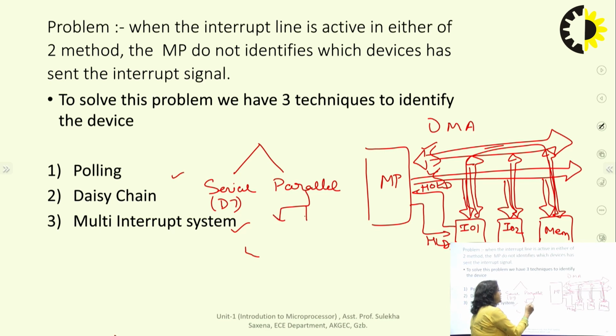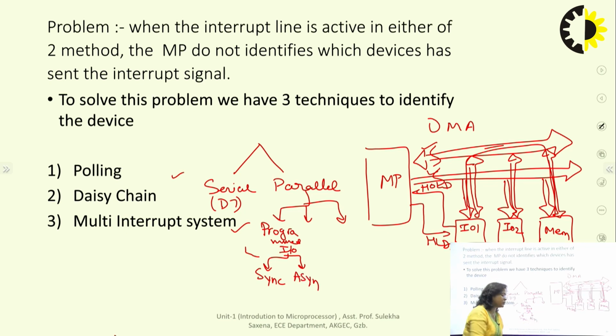Parallel data transfer is of two types. During programming, it is programmed IO data transfer, which is of two types, that is synchronous and asynchronous. During instruction execution, during programming, the data transfer between microprocessor and IO is called programmed IO data transfer. If the microprocessor and IO are of the same speed, it is synchronous, else asynchronous data transfer.